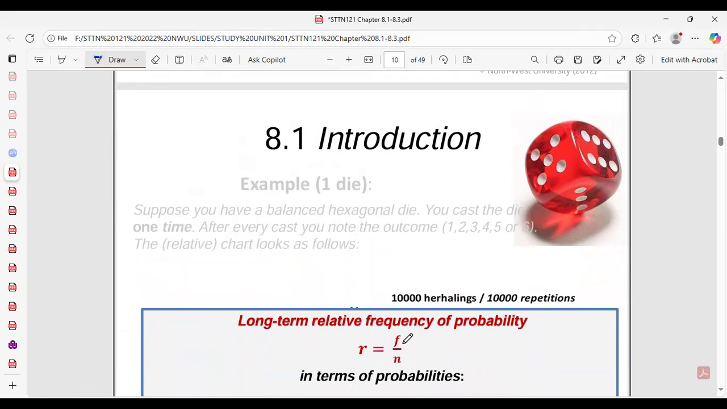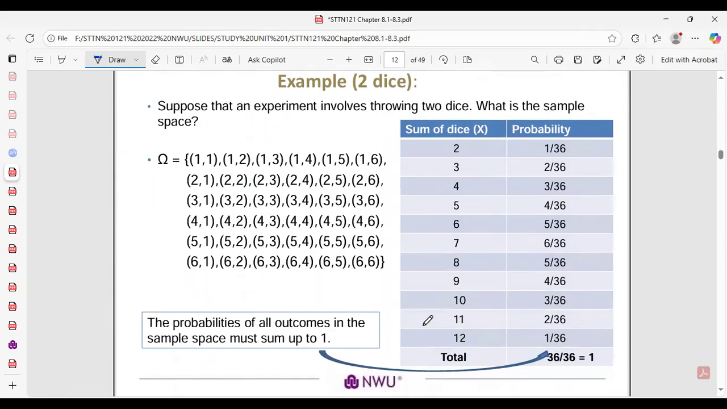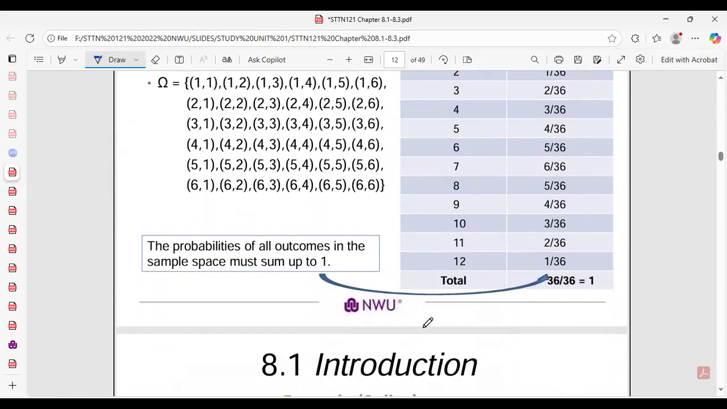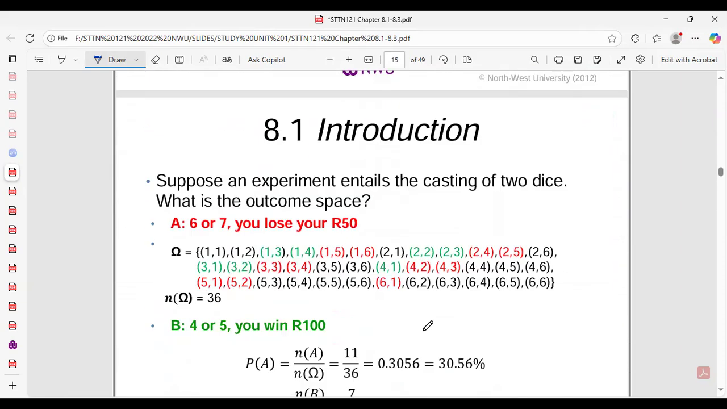You guys, you did the relative frequency. You know that the relative frequency is the frequency divided by n. We did this one. Okay, there's something else I want so that you guys can be able to understand.